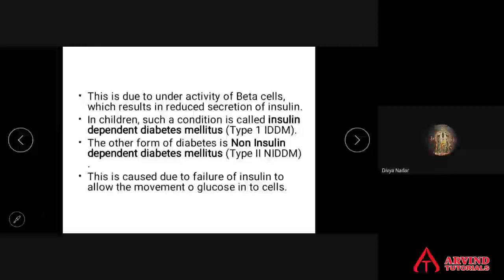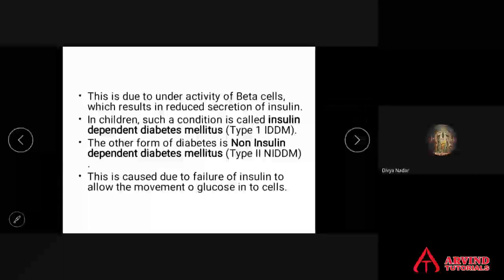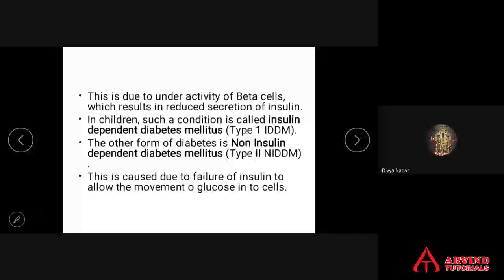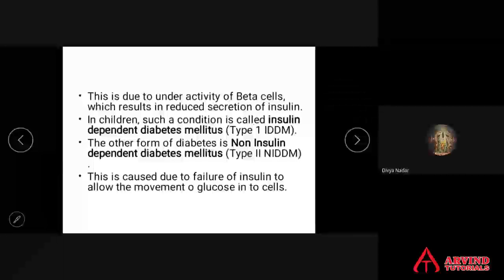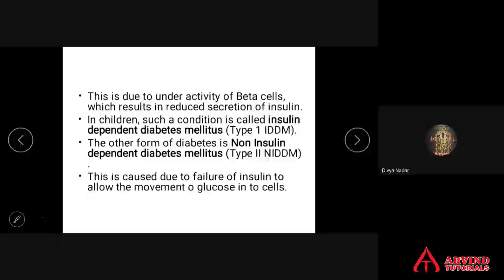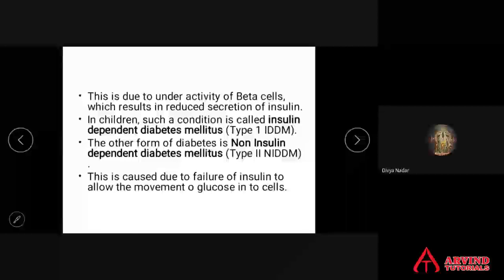This is caused due to the failure of insulin to allow the movement of glucose into the cells. In this case, cells will not be able to absorb glucose from the blood, so the glucose is going to remain in the blood. If glucose remains in the blood, we call it hyperglycemia, and hyperglycemia is considered one of the symptoms of diabetes mellitus.